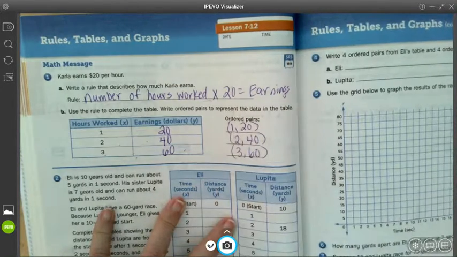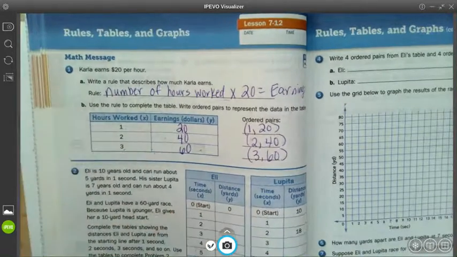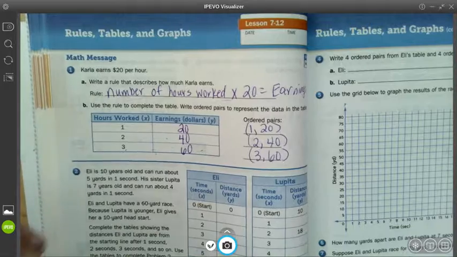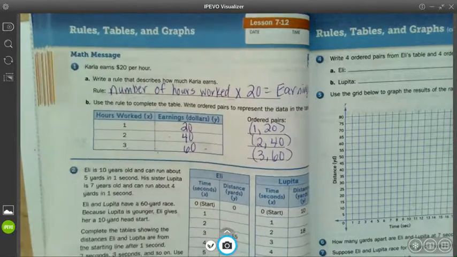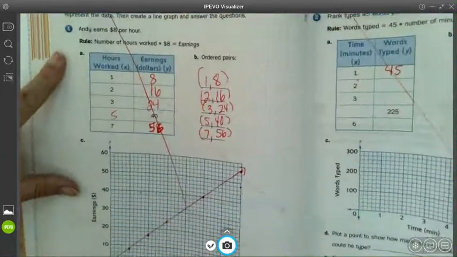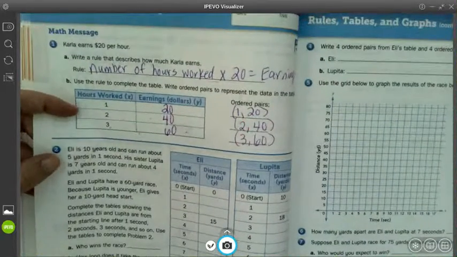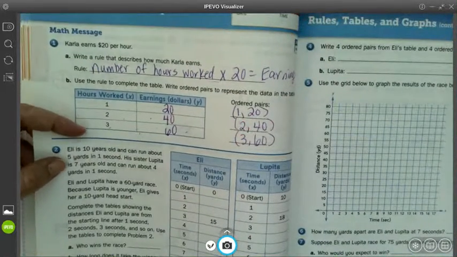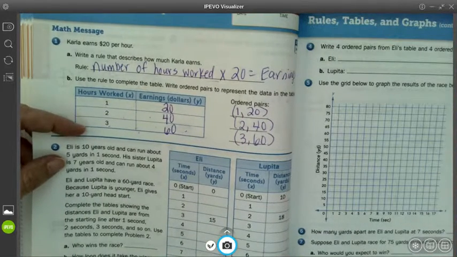Okay, now does this problem, this math message, remind you of the math message we did, or the problem we did yesterday? I had you guys do it independently. So yesterday there was this problem about Andy earning $8 an hour, and then we have Carla earning $20 an hour. So we can see that they have a different rate for their hourly work.